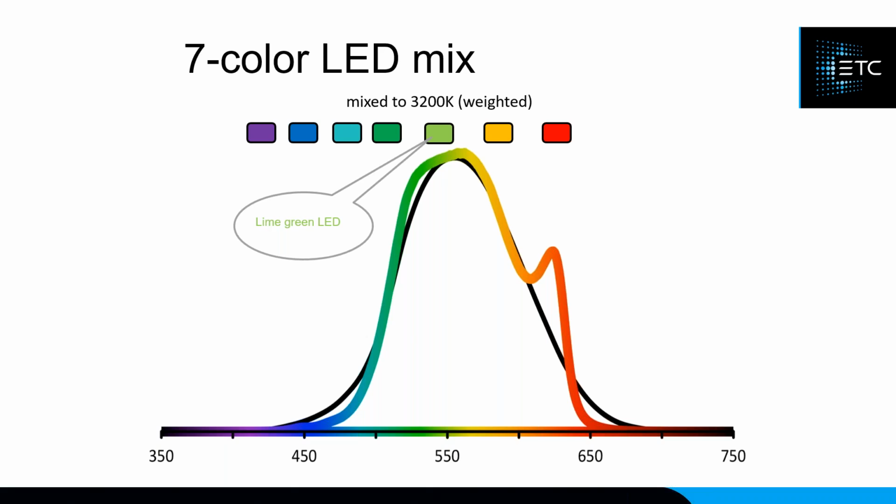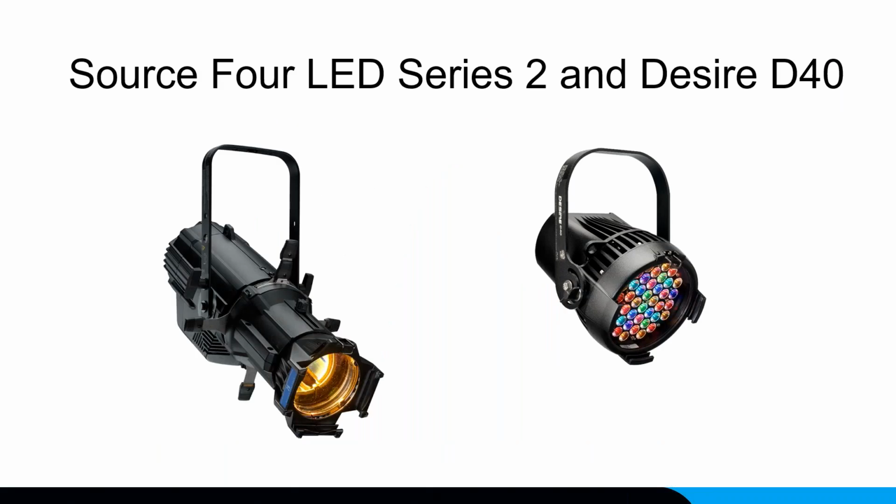So to think about bringing LEDs into your facility, you have to be careful. You have to know what you're looking at. You have to know what the capabilities are and make sure that you're putting the right kind of fixtures in there that do exactly what you want them to do. And we build the 7-color fixtures as well. The ColorSource Source 4 LED Series 2 is the industry standard for a wash light, or for a spotlight.